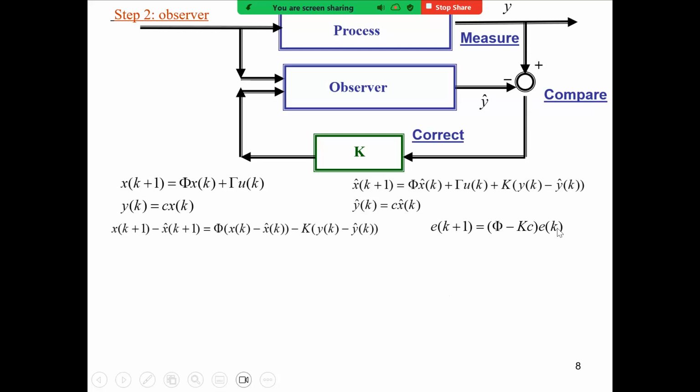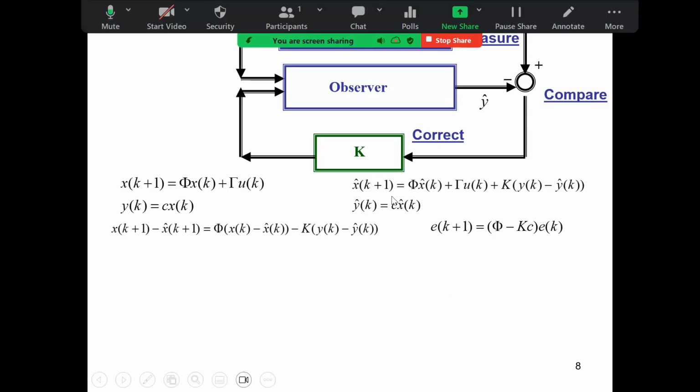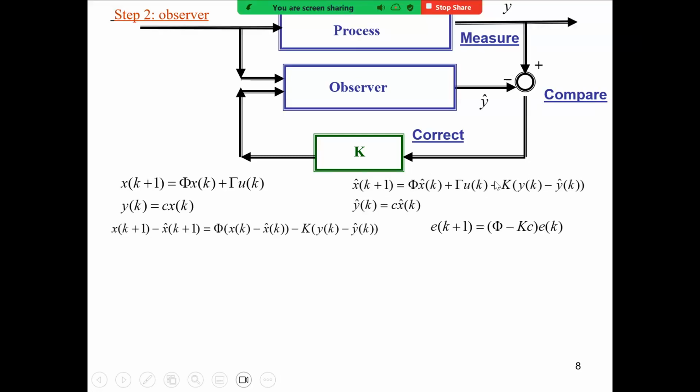Once again, I want to emphasize, when you try to solve a problem, let's say I want you to design an observer. This is the observer. This is the equation for the observer. This is not the equation for the observer. Because if you look at the equation for the observer, it is the algorithm. You can implement that, right?